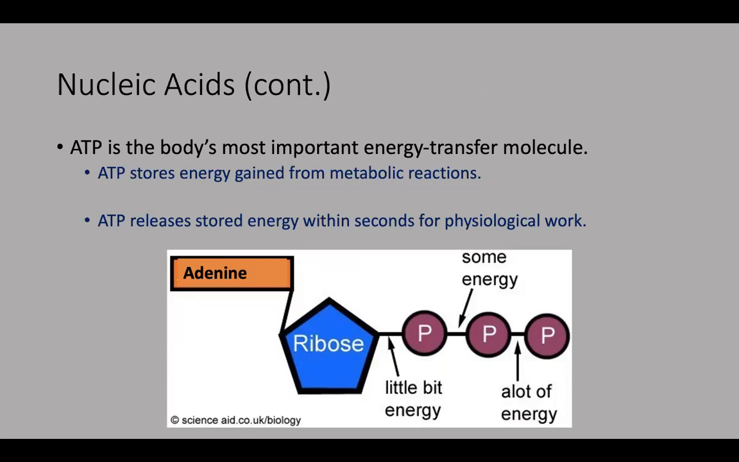Like I said, the energy is stored in these bonds between the phosphate groups. So the phosphate groups are the really important part of the ATP molecule. If you chop off one of these phosphates, that's going to release a lot of energy. That allows the cell to do work. So that's where the energy comes in. If you take one of these phosphates off, that's going to release energy and allow the cells to do whatever it needs to do. Transport something across the membrane, make proteins, etc.